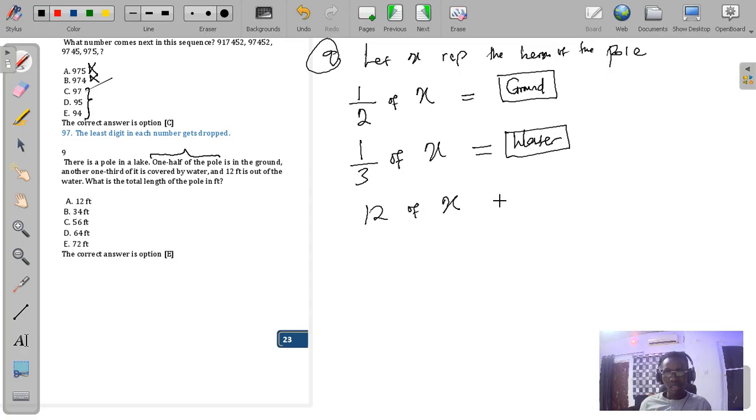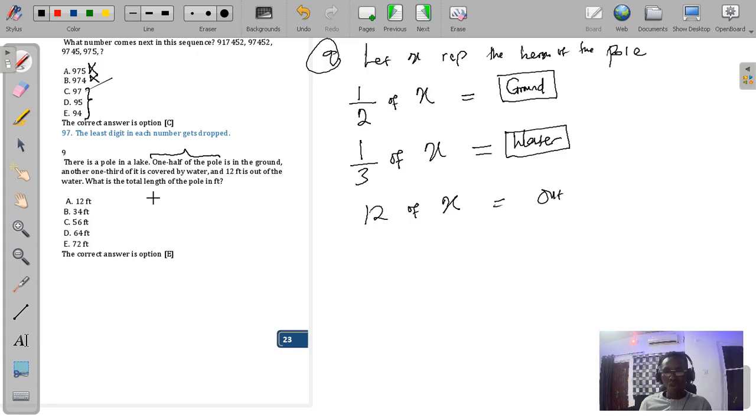Now, all this works. See that I'm targeting this. What is the total length of the pole in feet? X is the height of the pole. Or, okay, it's length this time around. Length, rather, not height. No problem. Or will I say height? Still height, that's feet. You can still use height.